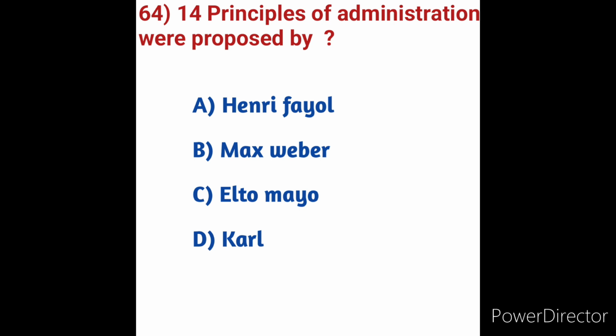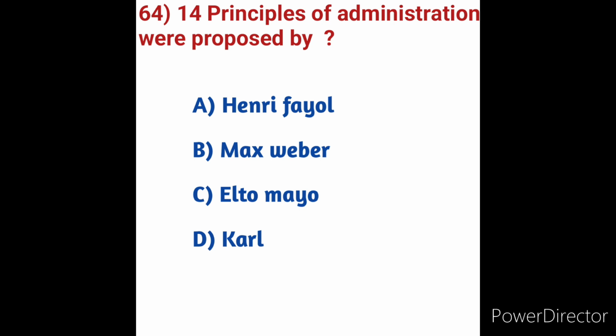Option A, Henry Fayol. Option B, Max Weber. Option C, Elton Mayo. Option D, Carl. Henry Fayol was known as the father of modern management. He gave us the famous 14 principles of management. The administrative theory of management was first generalized by Henry Fayol in the years 1841 to 1925, and his work and publications illustrate it.